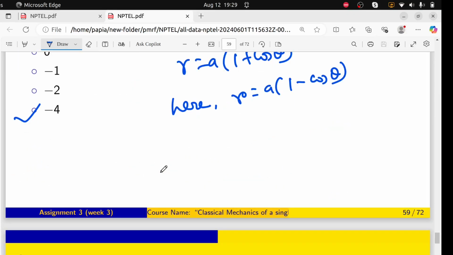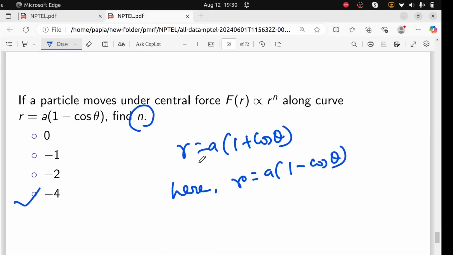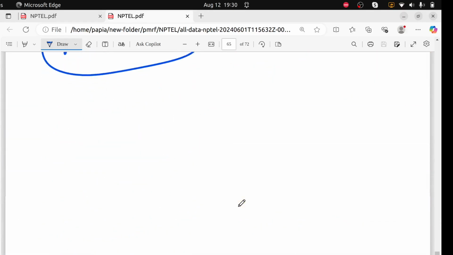Now the ninth question is exactly similar to the 7th one. If a particle moves under the central force r equals a(1 minus cos theta), then what is the value of n? This is the similar one where I can get this answer.